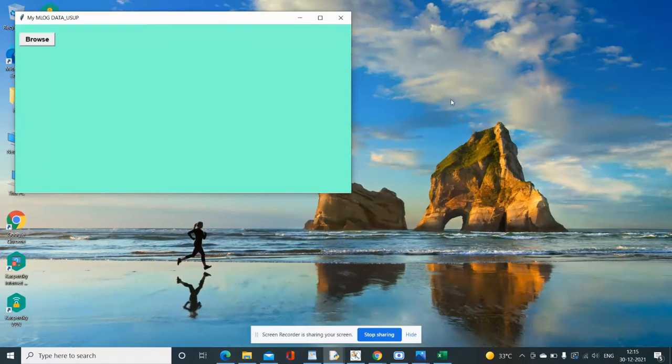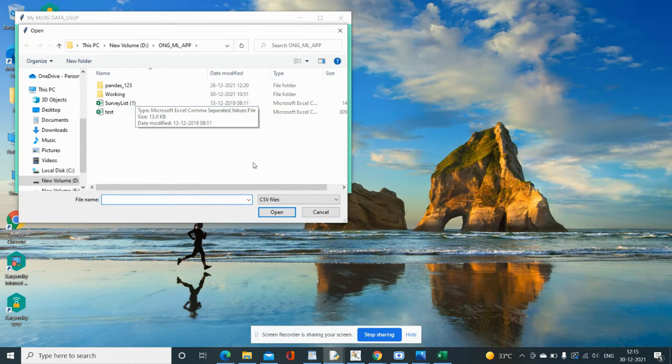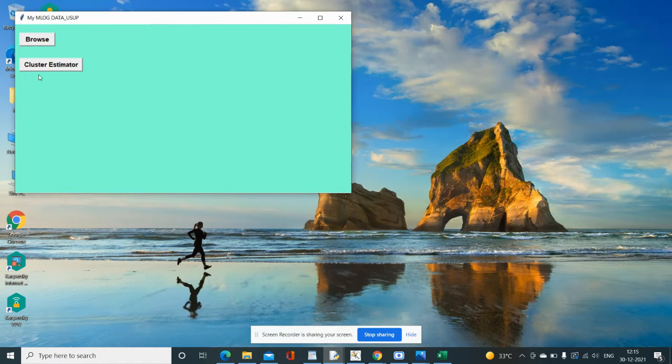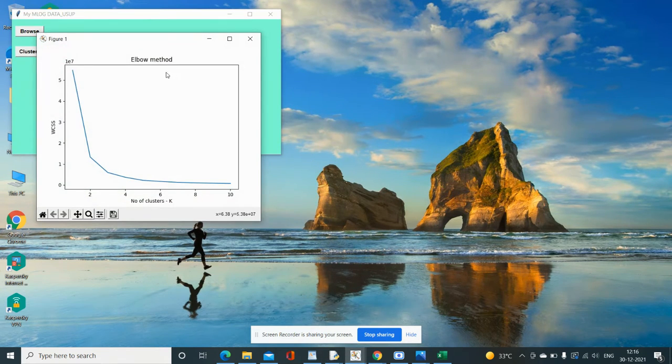So let me show you how I'm doing it. I'm going to select my file. So here I'm selecting my file. This cluster estimator helps me to define the number of ideal clusters that can be formed with this algorithm. So this is an elbow method. This is based on Euclidean distance.